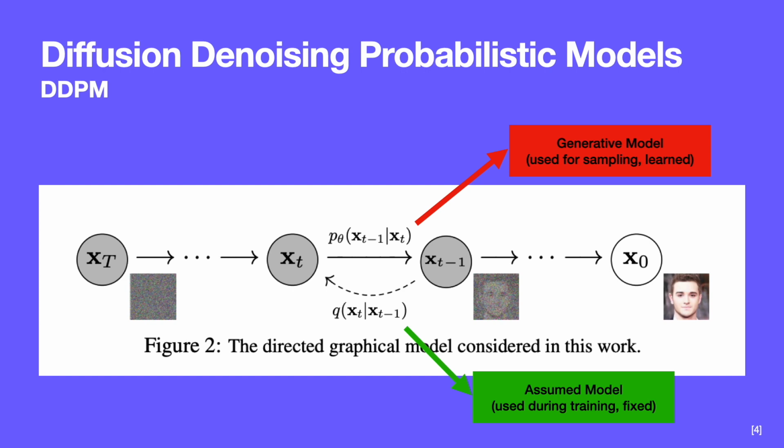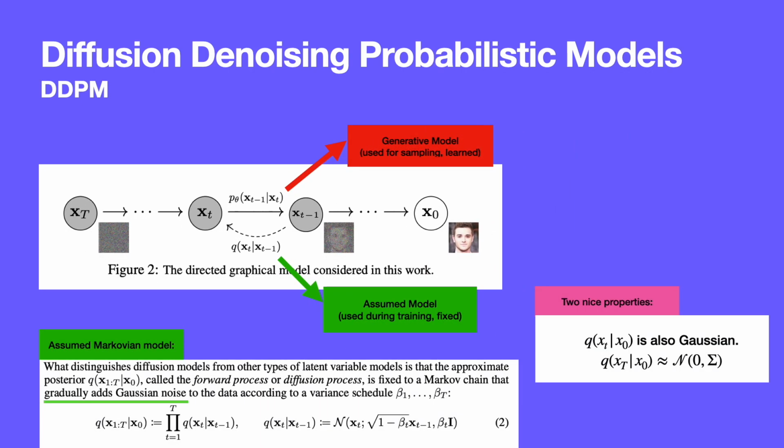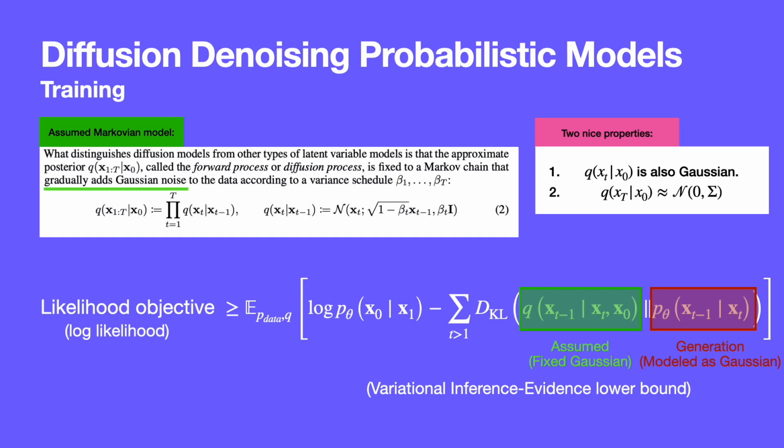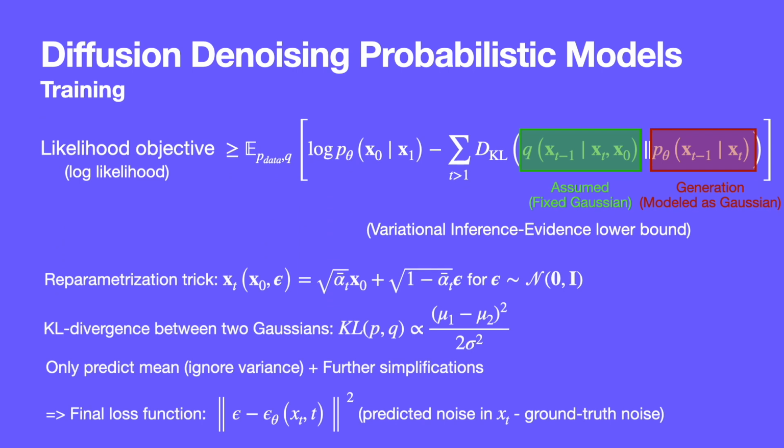So we define two distributions. One is the assumed model Q, and it has no learned parts, and it is just gradual addition of noise. And the backward or generative model is parameterized by a neural network, and it is a gradual denoising process to generate images. Note that we have a Markovian assumption for Q, and for learning we use a likelihood objective. We take the evidence lower bound over the log likelihood, and it is a KL divergence between two Gaussians. One is assumed and one is just modeled as Gaussian. And the KL divergence between two Gaussians is proportional to their mean differences.